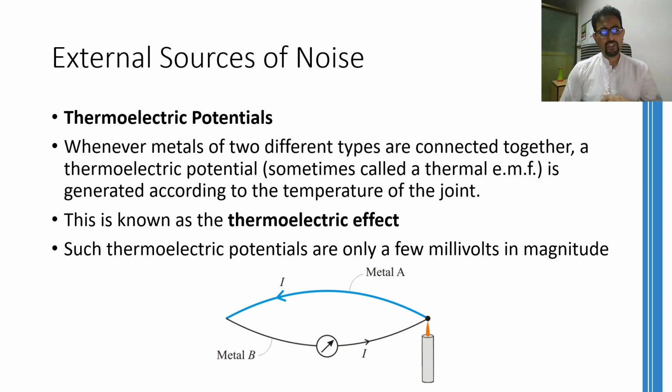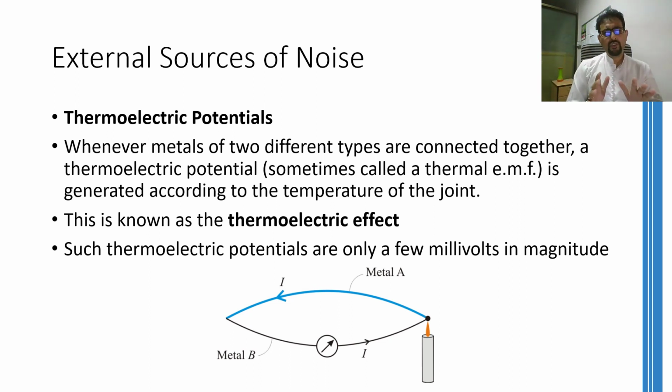Such thermoelectric potential is of the order of a few millivolts, and we will study that this thermoelectric potential can be very useful and can be used to measure the temperature at which the joint is currently present. So we have a temperature sensor called a thermocouple that relies on this principle. But that would be left for some later lecture where I will explain the working principle of a thermocouple thermometer.